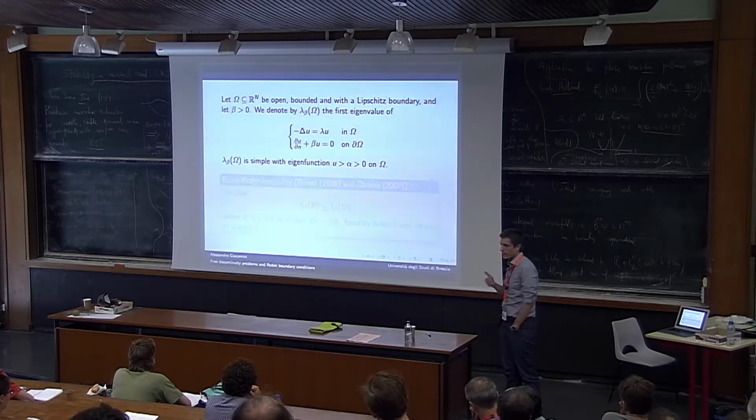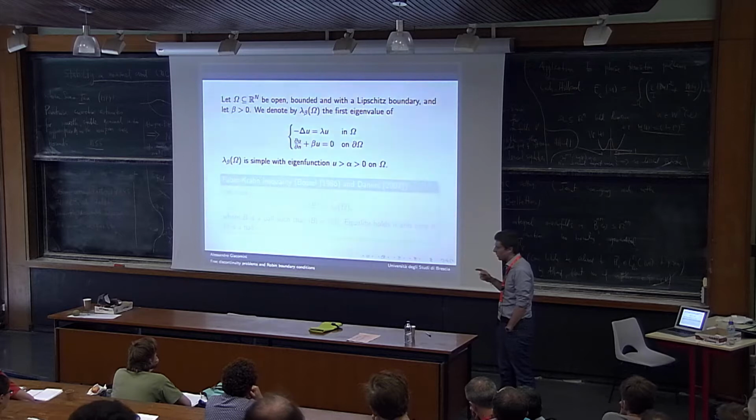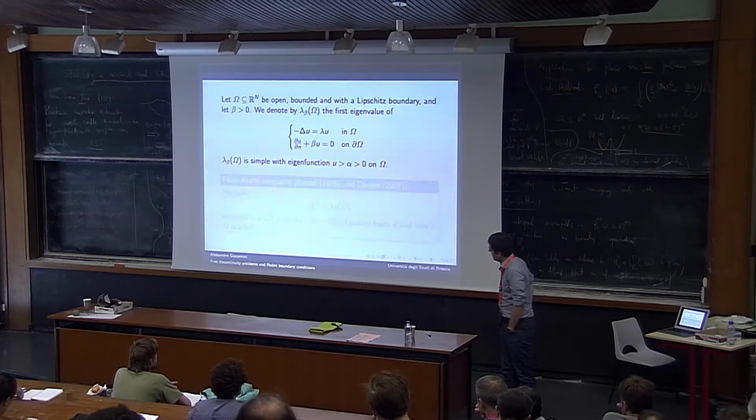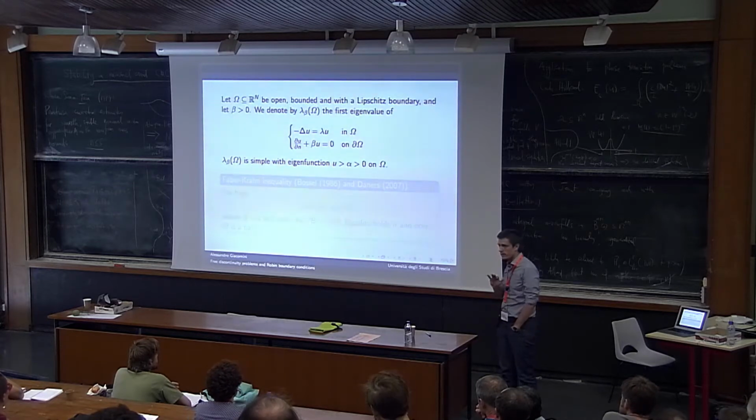For example, the first eigenvalue is simple. The associated eigenfunction has a definite sign. Indeed, in the case of Robin, as we will see in a moment, the eigenfunction can be chosen to be positive, but indeed strictly positive on the closure of the domain. But other features of the eigenvalue are completely different.